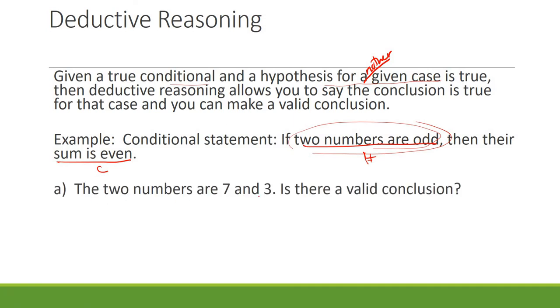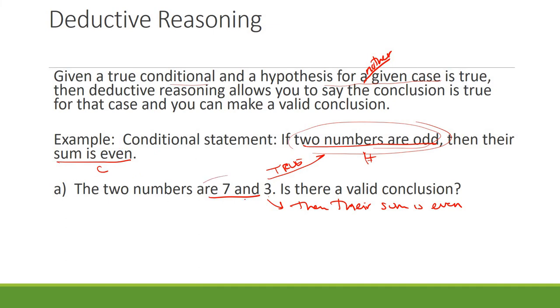If two numbers are 7 and 3, are they both odd? Is this true? Is this hypothesis the same as this? Yes. So, two numbers are 7 and 3. Can you make a valid conclusion? Can you say, then their sum is even? Yes. So, this conditional statement is true.